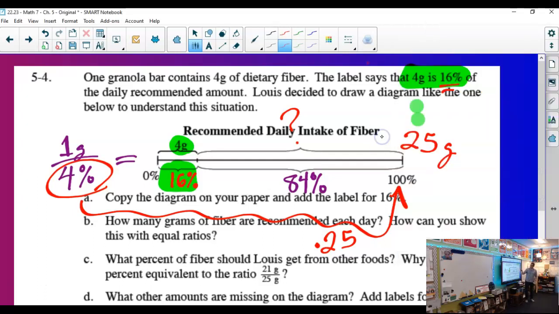What does that mean we're missing right here? Anybody? 21. Can what? Can we what?